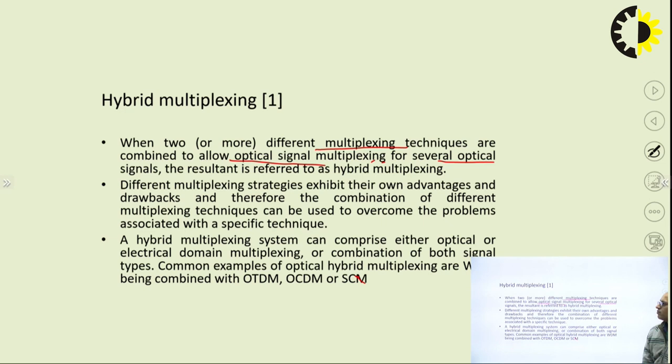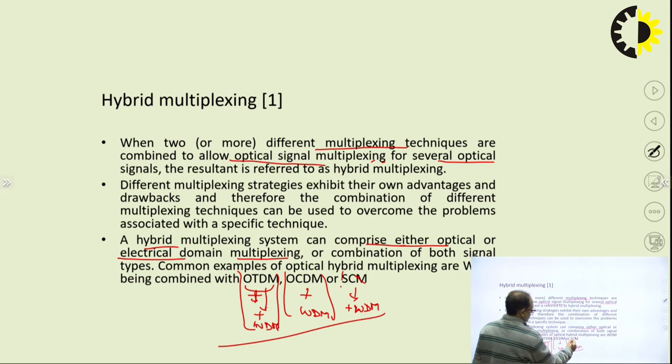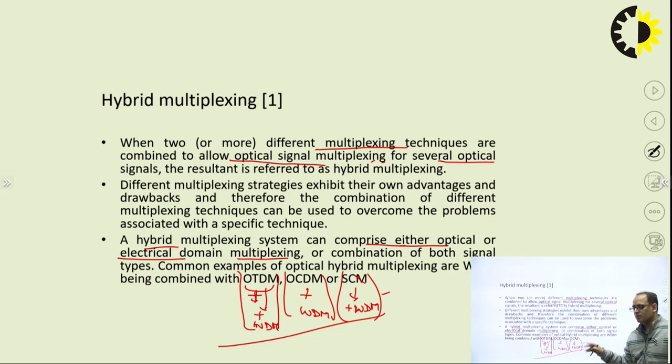For example, in hybrid multiplexing we can combine the optical or electrical domain with WDM. For example, OTDM can be combined with WDM, this also combined with WDM, and this also combined with WDM. So these are the multiplexing techniques that are known as hybrid multiplexing techniques. This is done to overcome the disadvantage of some multiplexing techniques and to get the advantage of another technique.